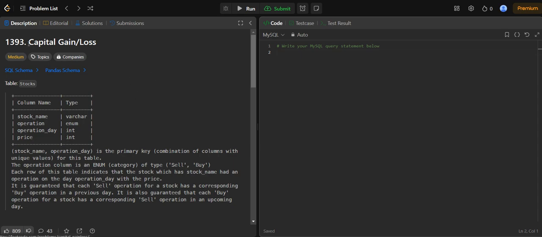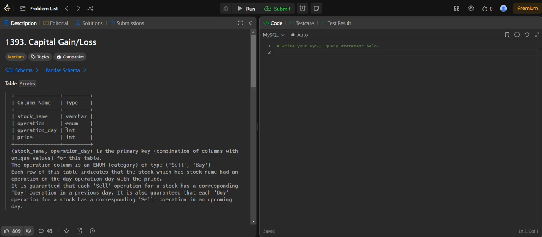Today we are going to solve this problem, capital gain or loss. In this problem there is a single table. Table name is stocks. It has 4 columns: stock name, operation, day and price. Stock name and operation day together is the primary key for this table.